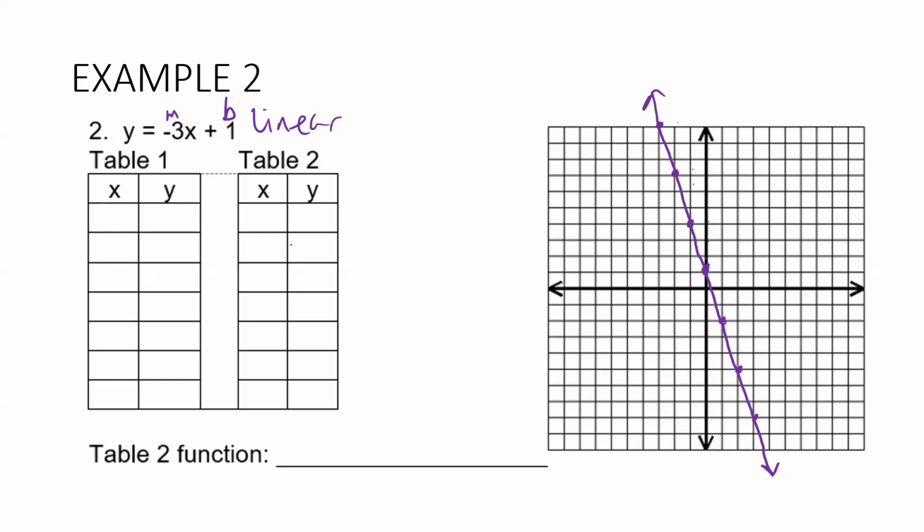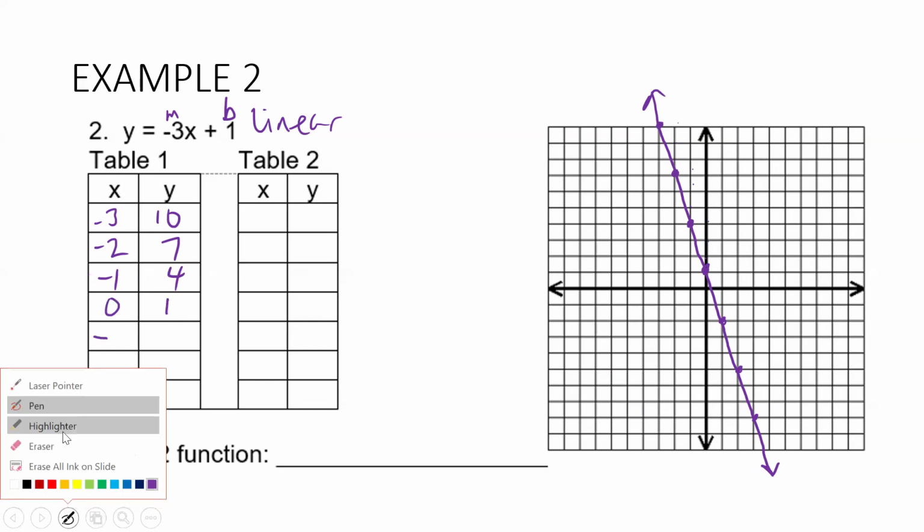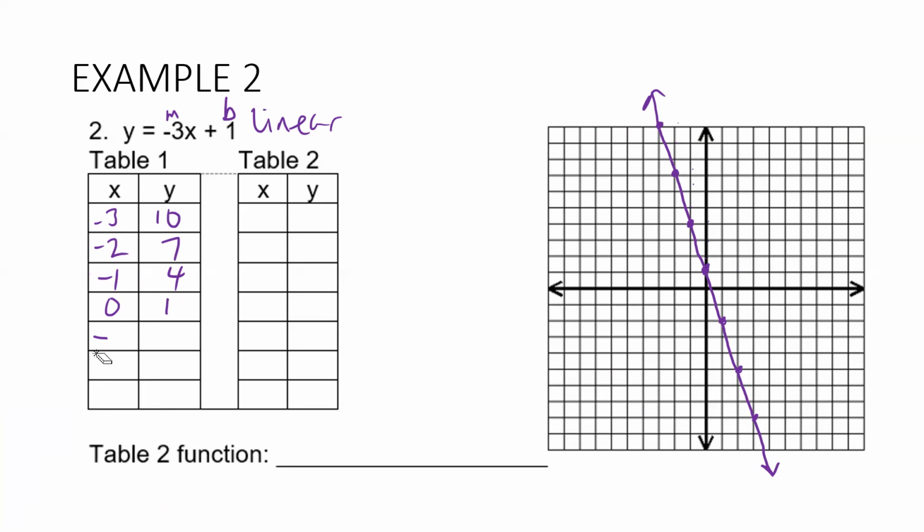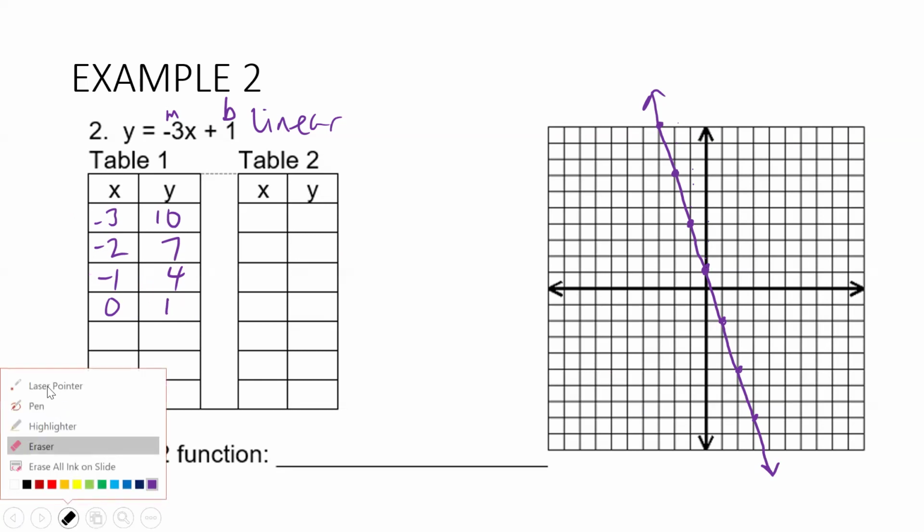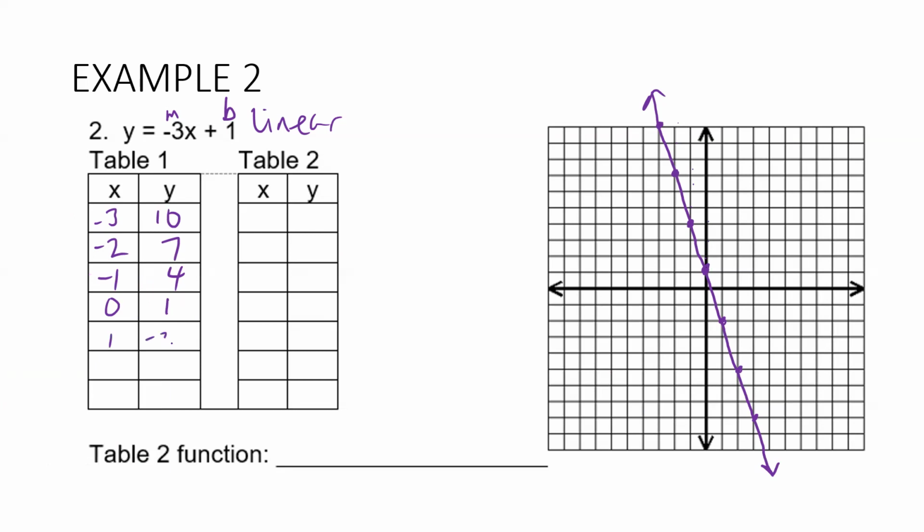Okay. All right. So looking at the points we plotted, we have negative 3, 10. Yes. We have negative 2, 7. Negative 1, 4. We have 0, 1. We have 1, negative 2. We have 2, negative 5. And we have 3, negative 8.